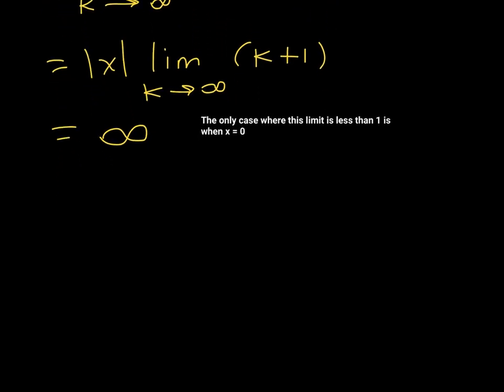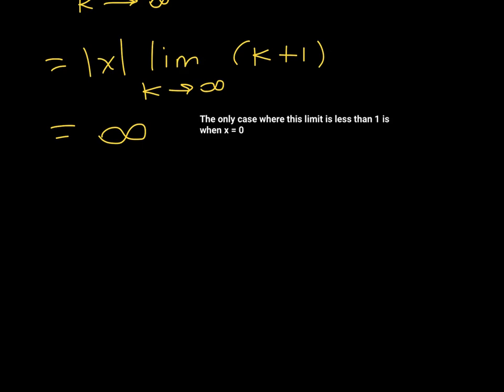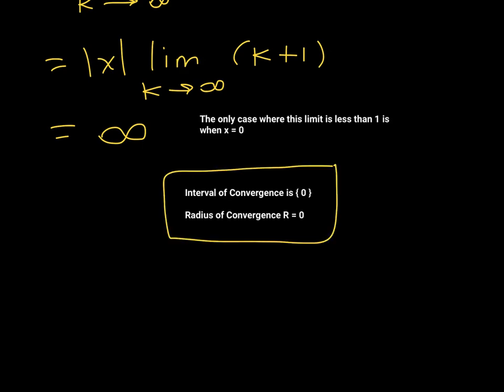So therefore, we're going to say the interval of convergence is just the set {0}, okay? And that means since the power series is centered at 0, the radius of convergence is just 0. Okay, so this is good. Let's look at one more power series.